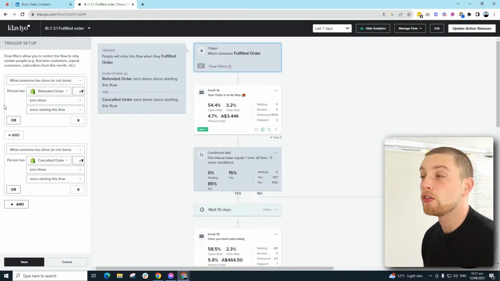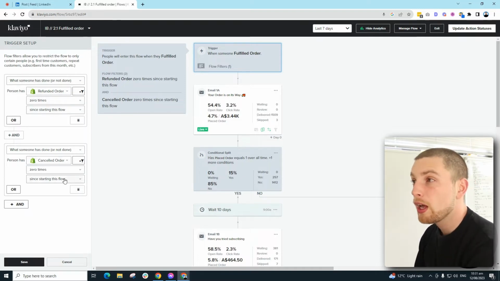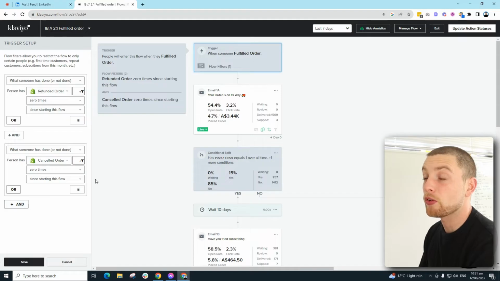One trick that you want to do with this flow is in the trigger setup, you want to make sure that you filter out people who have refunded their order at least zero times since starting this flow. So if they have refunded their order, kick them out of the flow. And if they've canceled their order, kick them out of the flow as well.